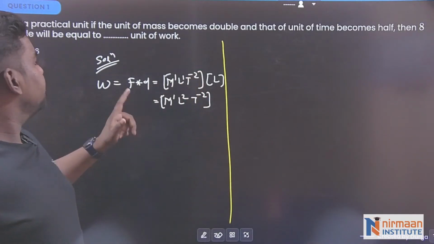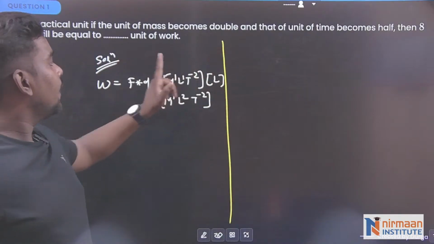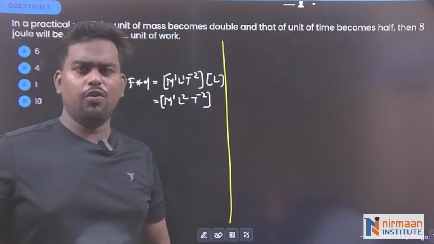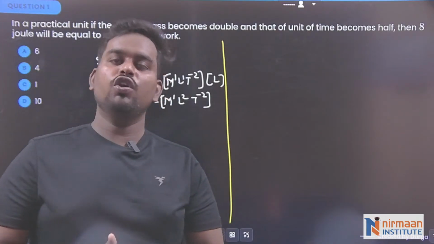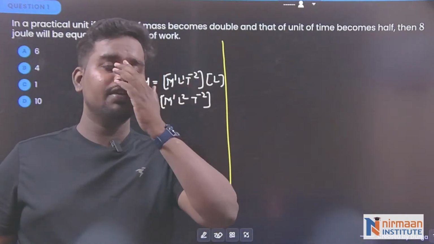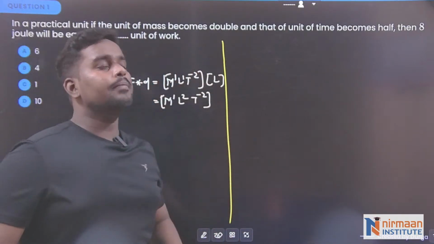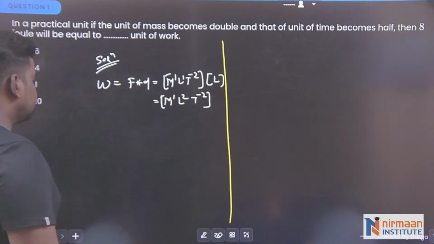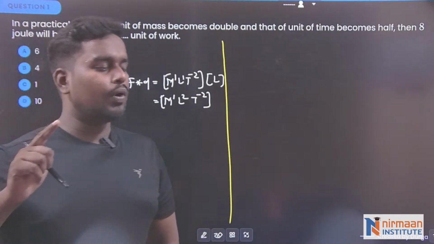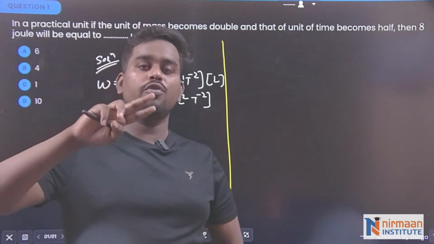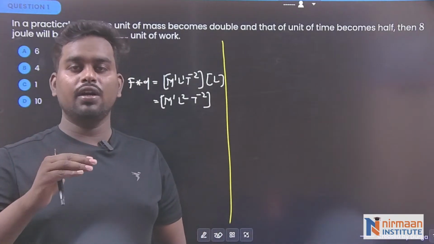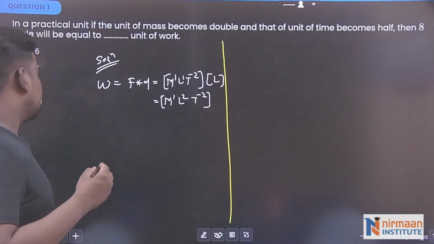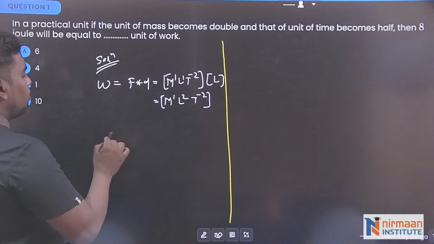So what they are telling is, if the unit of mass becomes double, whatever the unit, the dimension remains the same, and time becomes half. So what is the value of work done? So tell me, like I told about one thing, right? You can convert one system of unit to a different system of unit.